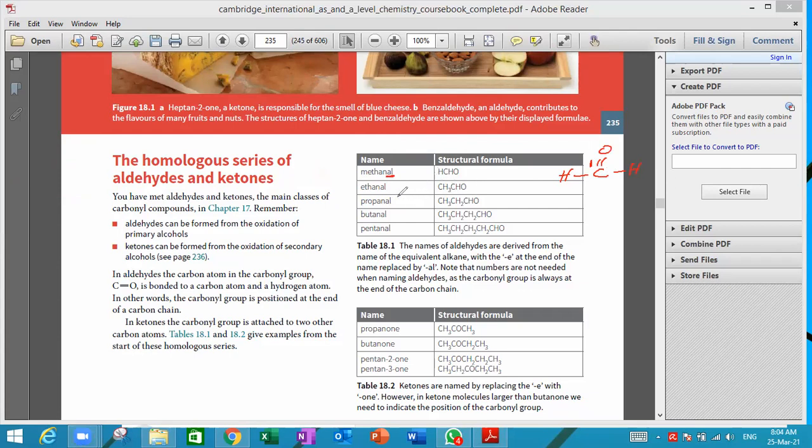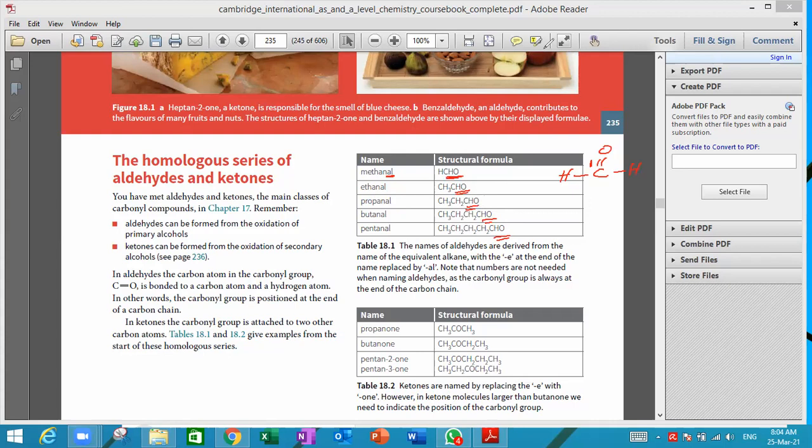For 2 carbon atoms, we call it ethanal. Then 3, we call it propanal, and so on. Of course, we cannot change the position of the CHO group. It should be at the terminal, at the end of the molecule. We cannot place it in any other place and say that we have other isomers.